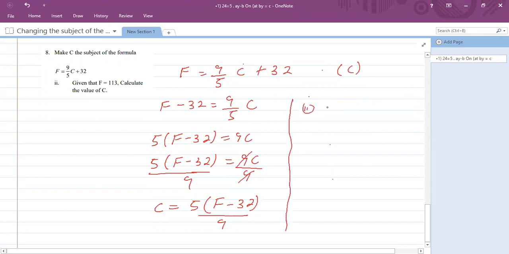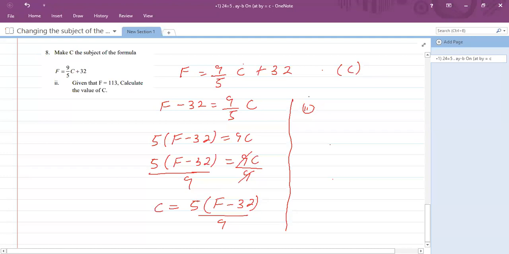Excuse me, sir. Yes, go ahead. Sir, if I multiply the 5 by everything in the bracket, when I multiply it? No, there's no need. We can multiply 5 times F and 5 times this, but there's no need because they want you to make C the subject. But if you want to multiply, that would be okay, but you have to show this part first before you can multiply.